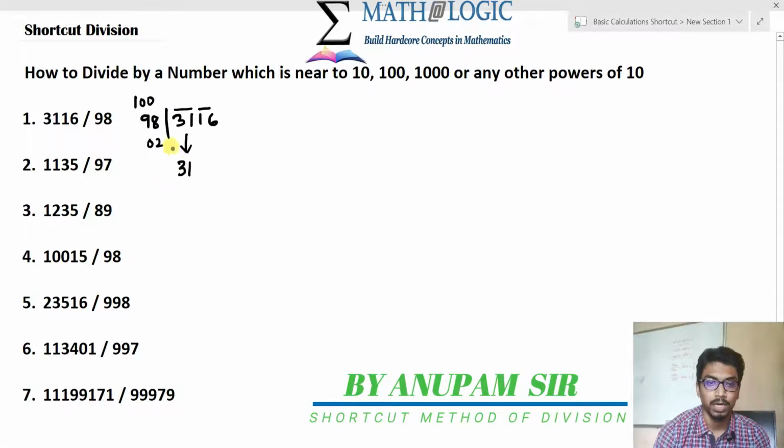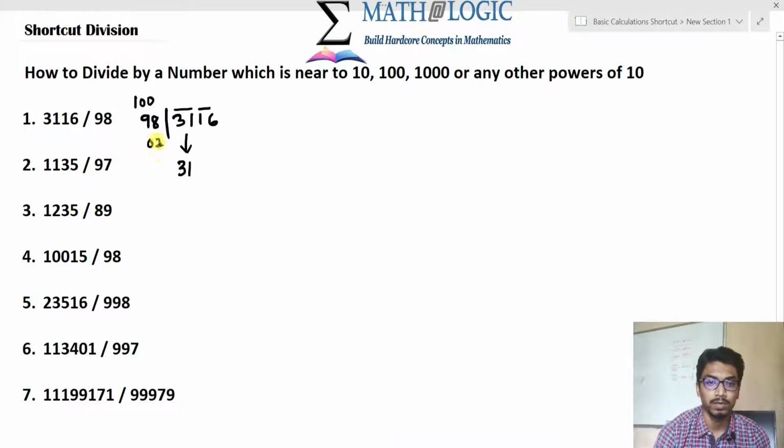Okay, 31 is to be multiplied with this 02, means the difference between the base and the actual divisor. So 31 multiplied by 2 is how much? It is 62. Add this part, it is 8, it is 7. So that means this 31 is the quotient and the remainder is 78 in this case.